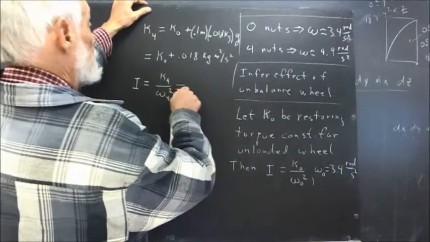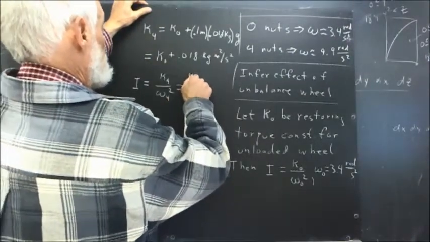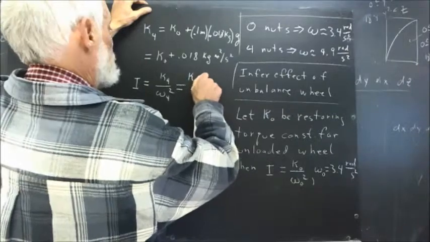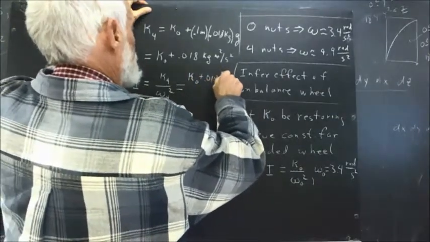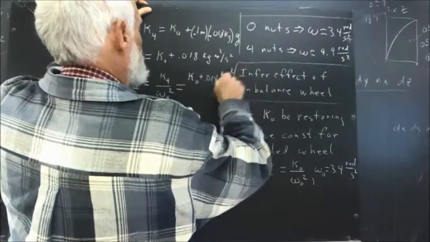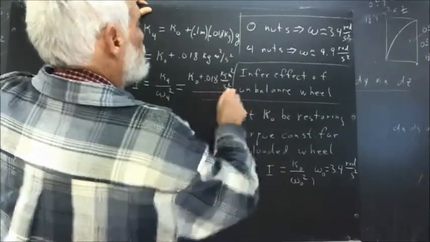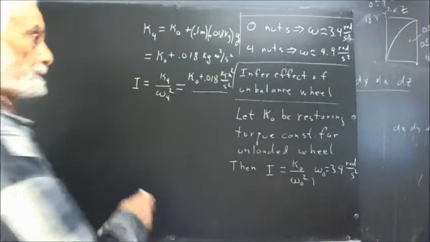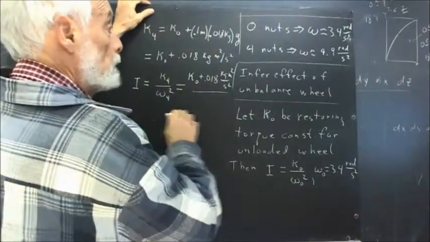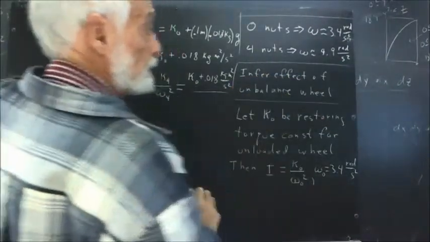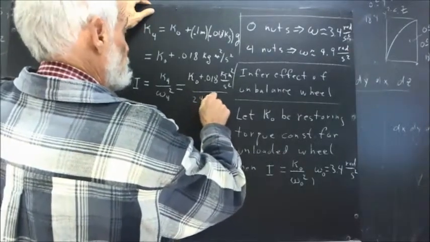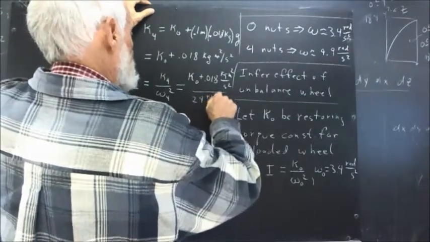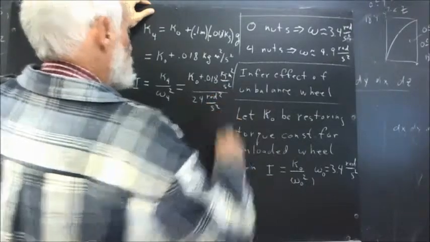So if I write this out, I get kappa naught plus 0.018 kilogram meters squared per second squared. Probably can't read that unit, but there it is. And omega 4 squared. Omega 4 is 4.9 radians per second, so we're going to get about 24 radians squared over second squared.